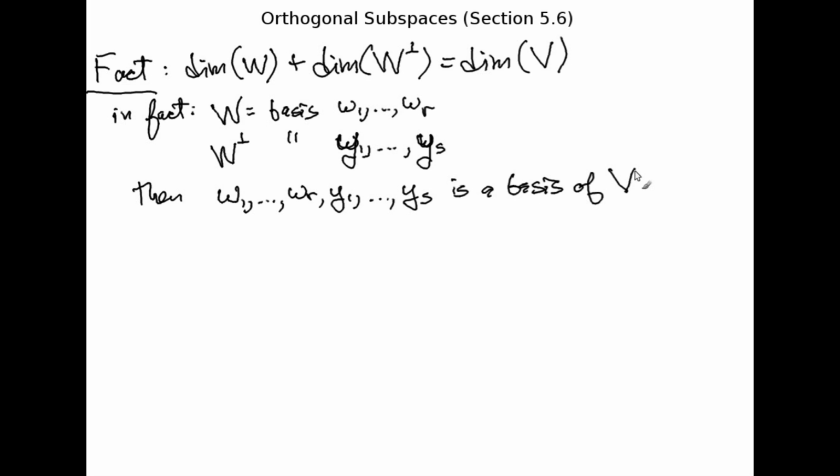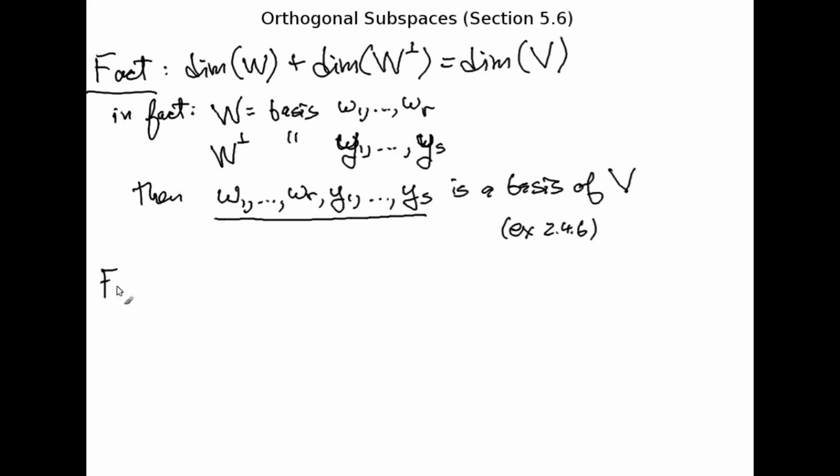Why is that? Well, any vector in V can be written as a vector in W plus a vector in W perp, and the vector in W can be written as a linear combination of the W's, and a vector in W perp can be written as a linear combination of the Y's. So that shows you that these vectors span, and it's straightforward to see that they're linearly independent. And if you want to see a little more about that, that's actually exercise 2.4.6.